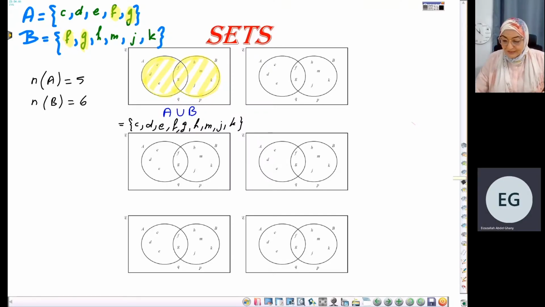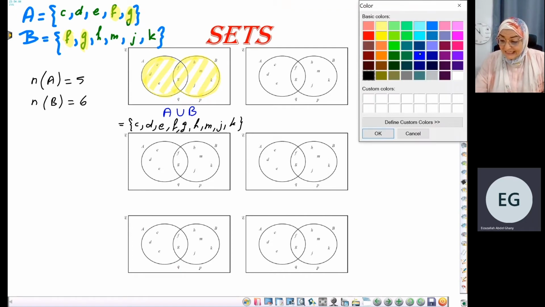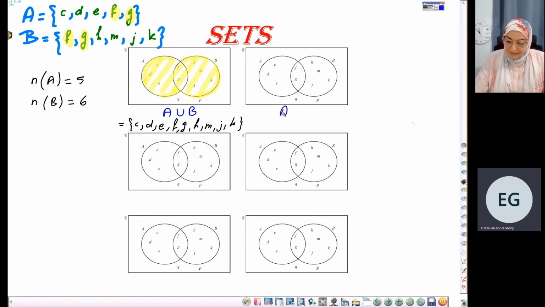The next operation is A intersection B. What is this symbol? Union. It's a letter U. What is this symbol? It looks like an N. Intersection. It is the set of common elements in A and B. And we shaded it. We mentioned before it is F and G, right? It looks like a convex lens. It is the set of common elements in A and B.